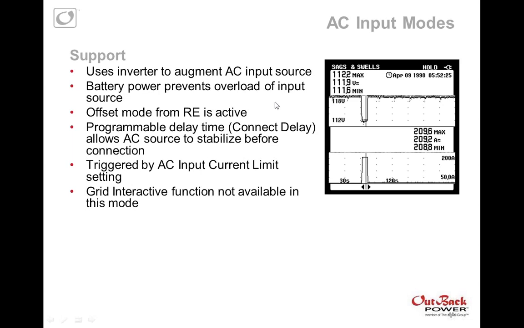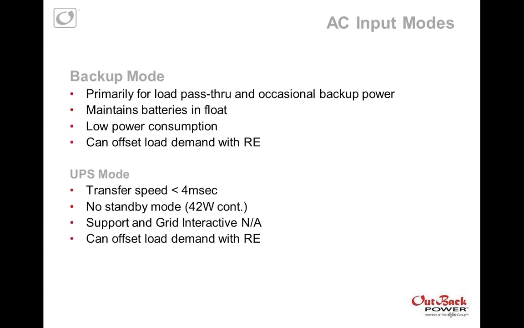We will pull that 10 amps over on the DC side to support the demand on the AC side. And you can set a program with delay time, what's called connect delay, and it's triggered by the AC input current limit. So you could even set this to, let's say if you were on a circuit breaker at 40 amps and you didn't want to push it to that limit, you could set the input current limit at 35. It's okay, if we ever exceed 35 amps, then we want to start pulling energy from the DC side.